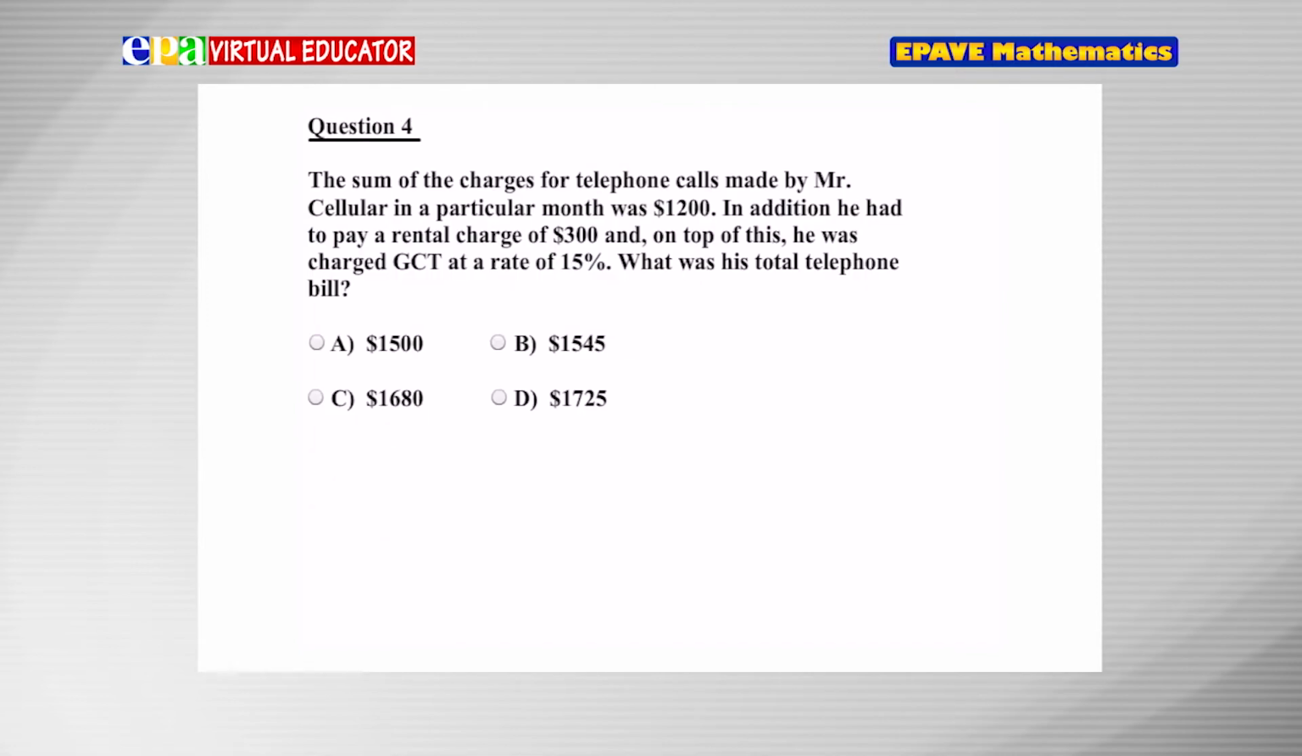The sum of the charges for telephone calls made by Mr. Cellular in a particular month was $1,200. In addition, he had to pay a rental charge of $300, and on top of this, he was charged GCT at a rate of 15%. Was his total bill A, B, C, or D?